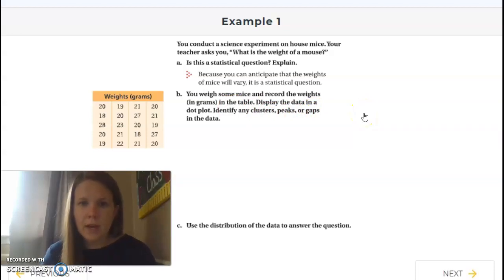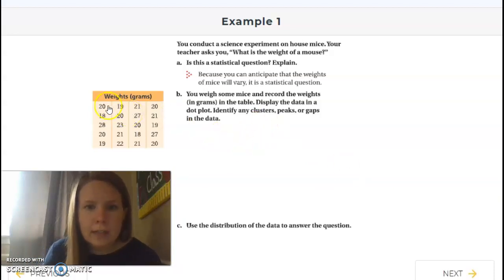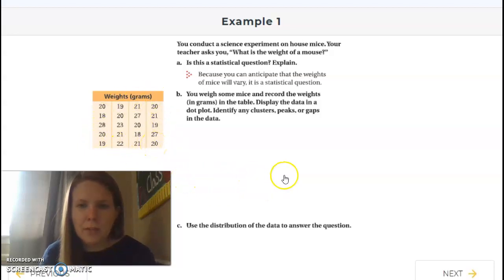So when we set up a dot plot, we want to make sure that we set up a number line, and then we're going to put a dot above the number every time we see it. So in this case, I see 21, 2, 3, 4. Looks like there's 5 20s in here. So when I make my number line here and I put in 20, I should have 5 dots above 20.